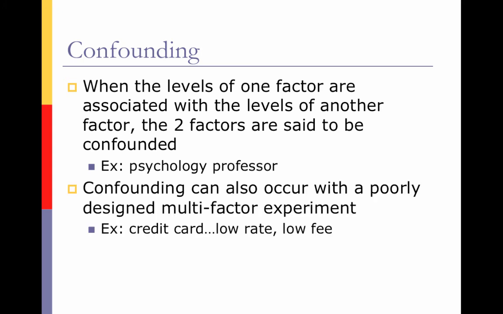Confounding can also occur with a really poor design of a multi-factor experiment. For example, say a credit card company sent out applications for a credit card. They sent out 2 different types of applications, one that had a low rate with a low fee, and one that had a high rate with a high fee. They found out that more people signed up for the card with a low rate and low fee. This clearly makes sense. There are multiple factors here, so there really should have been 4 treatment groups, not 2: low rate, low fee; low rate, high fee; high rate, low fee; and high rate, high fee, and then figure out which one was best.